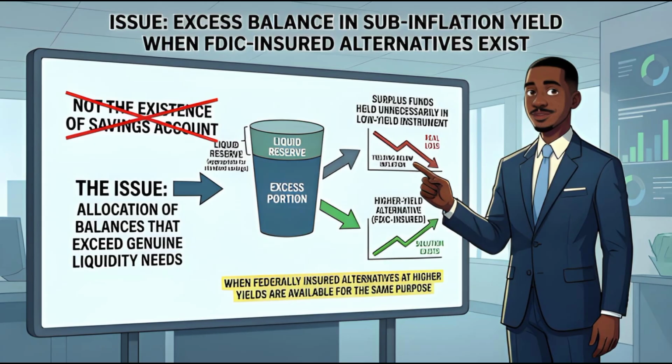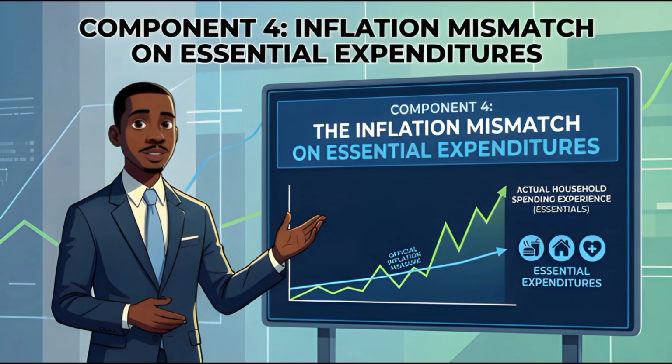The issue is not the existence of a savings account, but the allocation of balances that exceed genuine liquidity needs to an instrument yielding below inflation, when federally insured alternatives at higher yields are available for the same purpose. The fourth component is the inflation mismatch on essential expenditures.